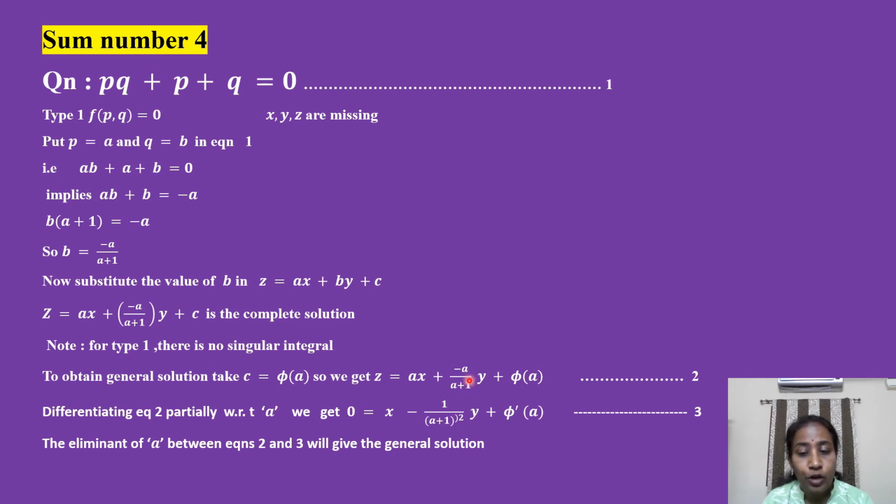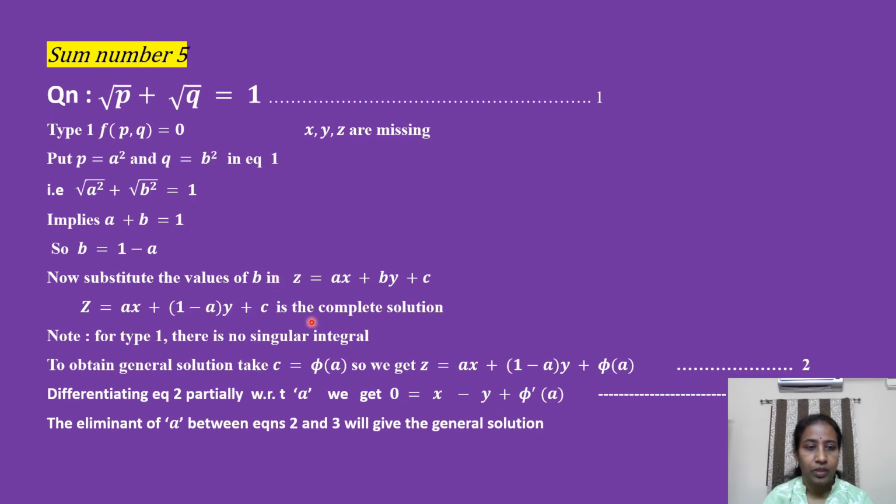And this I'm going to treat it as u by v. So I am going to differentiate u by v using the formula v du minus u dv by v square. Thus I get the term minus 1 by a plus 1 the whole square into y plus phi dash of a when I differentiate phi of a with respect to a. This equation I am going to name it as 3. So when I eliminate a from the equations 2 and 3, I get a solution which is called my general solution.